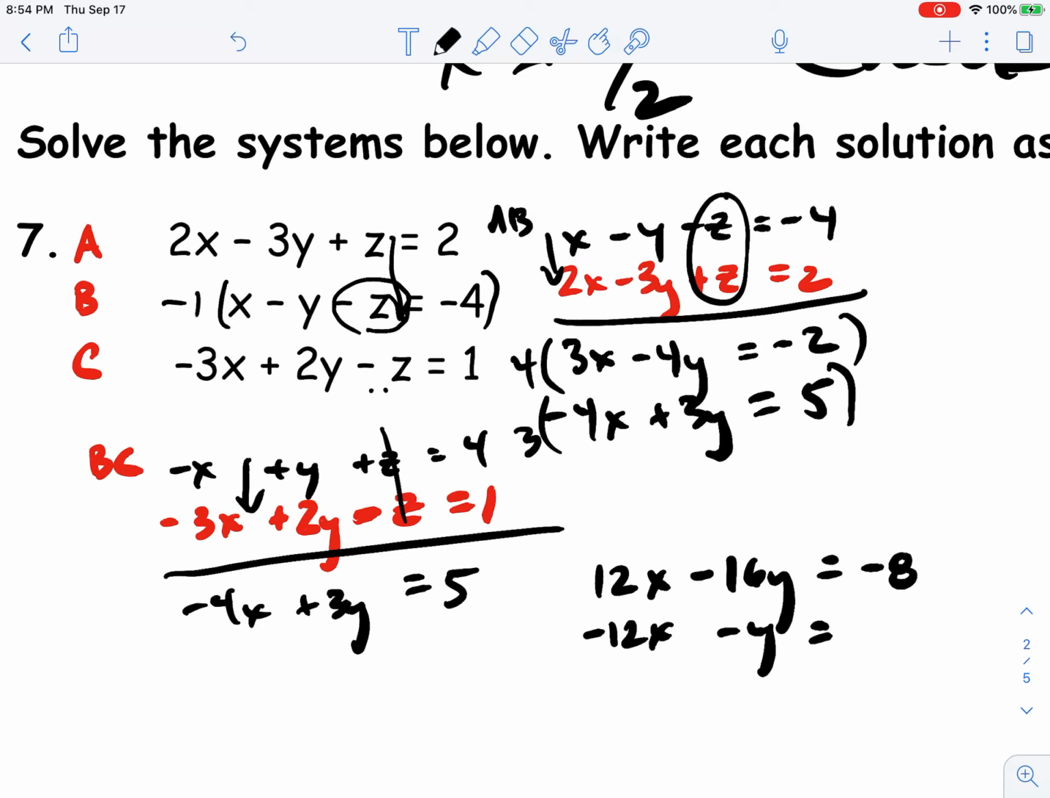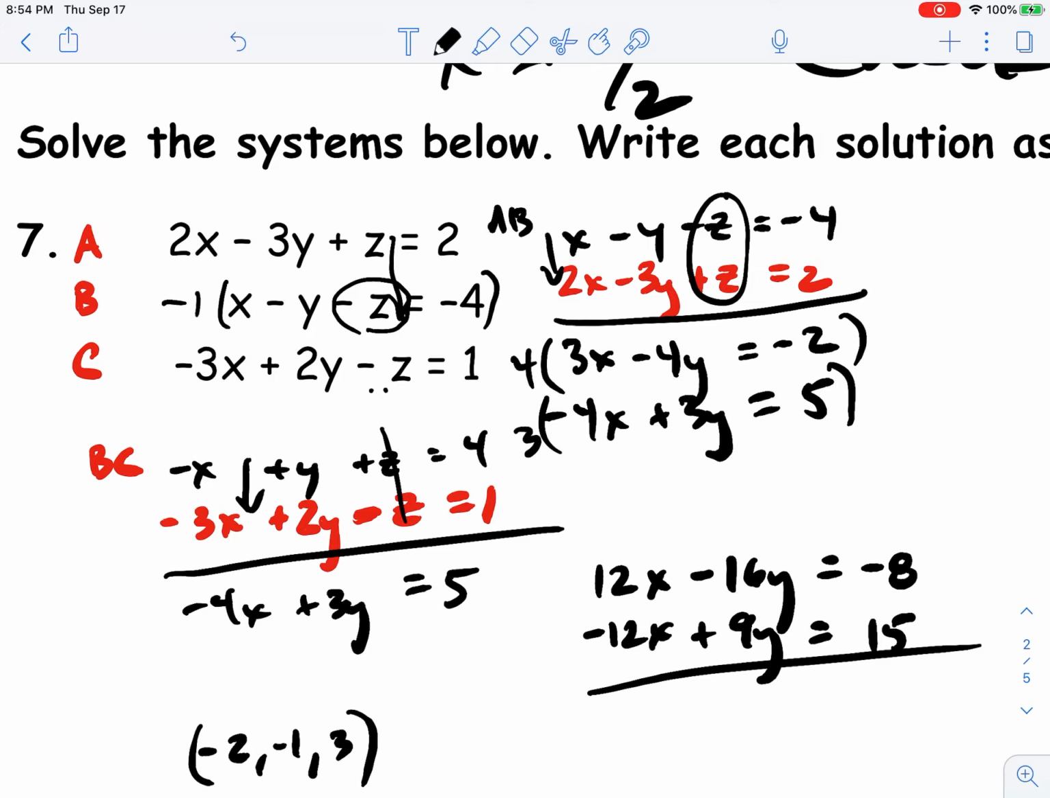I did that wrong. Let me correct it. Be minus 12x plus 9y equals 15. You take it from there, solve. I think what you will end up finding is a negative 2, negative 1, and 3.